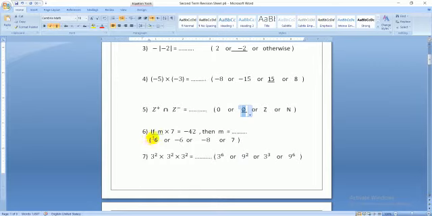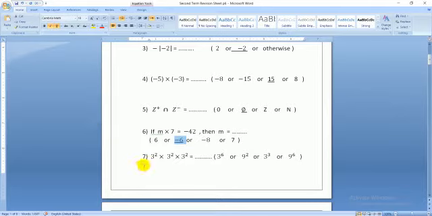Number 6, if m times 7 equals negative 42, what is the number that I multiply with 7 to get negative 42? Negative 6. Negative 6 times 7 equals negative 42. So the answer will be negative 6.